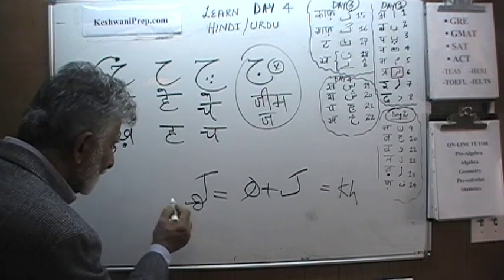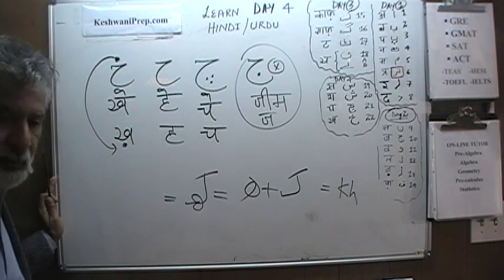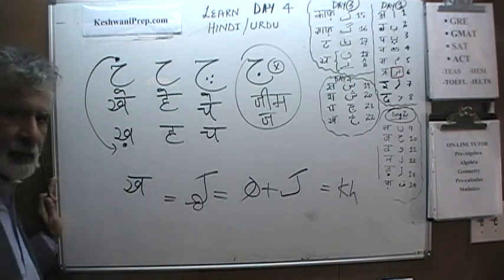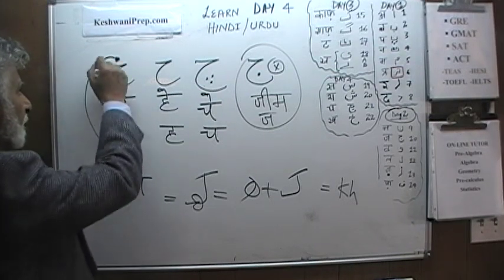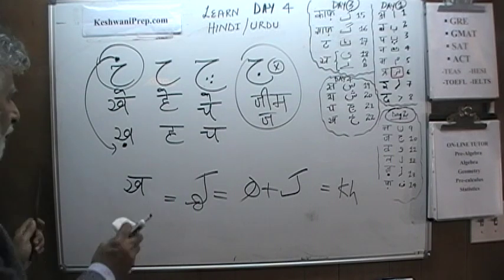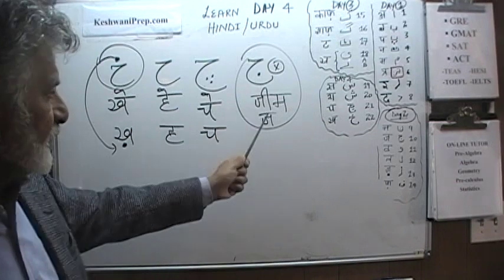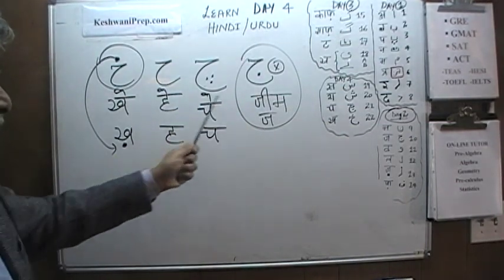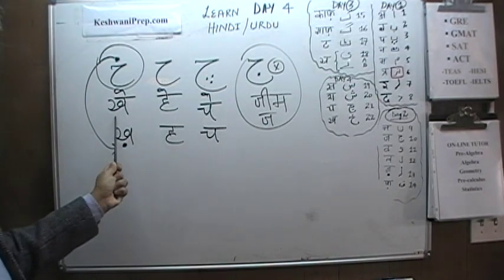And if you mean this ka, for which the Hindi language does have a unique letter, and that letter is this one, ka, without the dot. But if you see the dot, then you know that the person is talking about this kha. You understand? So there are the four letters. One more time. Jim, which is your J. Jim, Che, He, He.